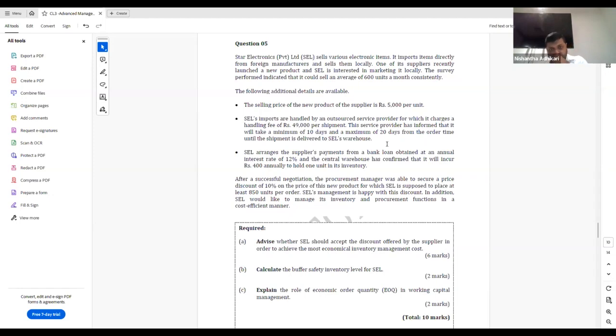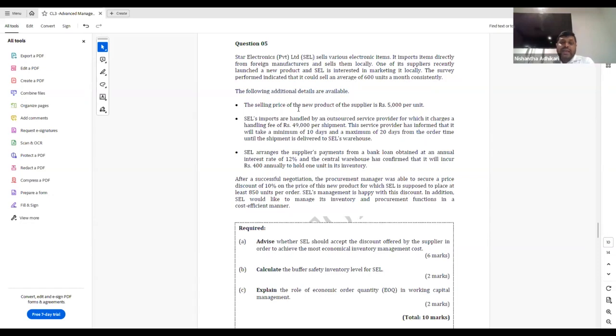That means, if you sell 600 units per month, annual demand will be 7,200. How to work it out? 600 into 12, 7,200 units. The following additional details are available. The selling price of the new product of the supplier is 5,000 per unit.